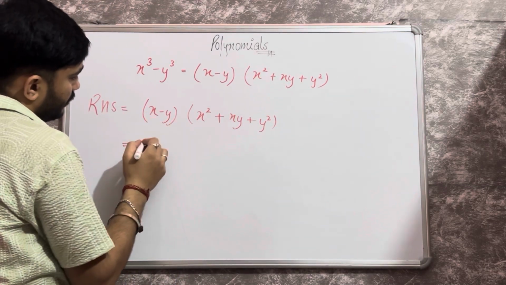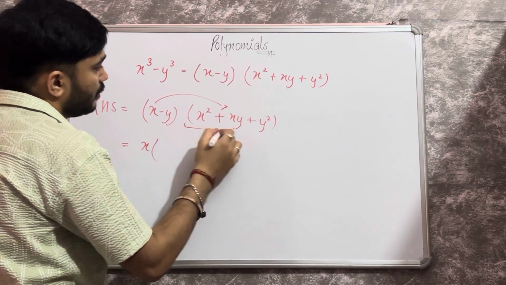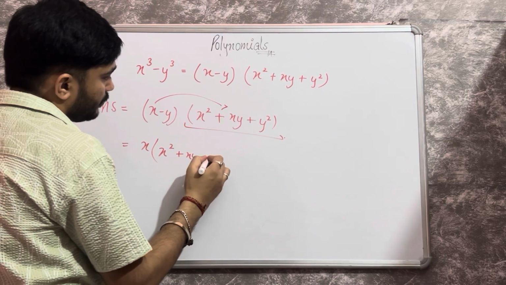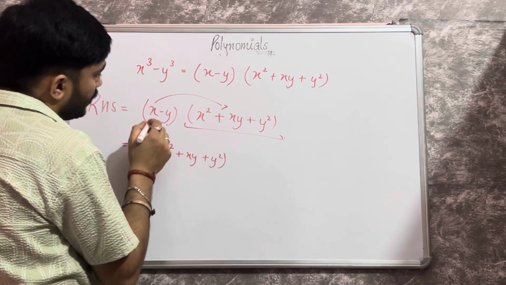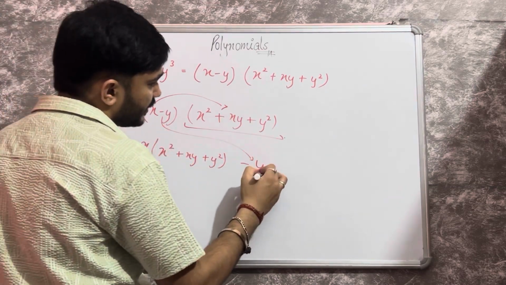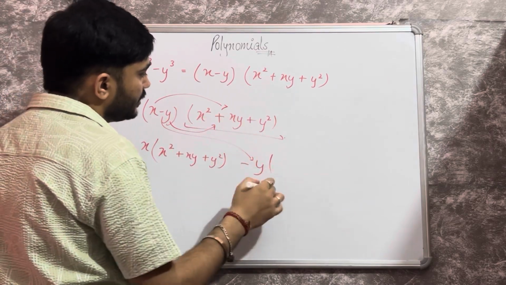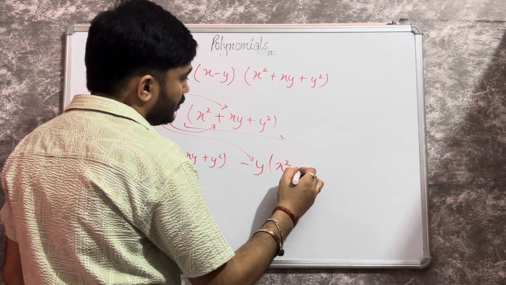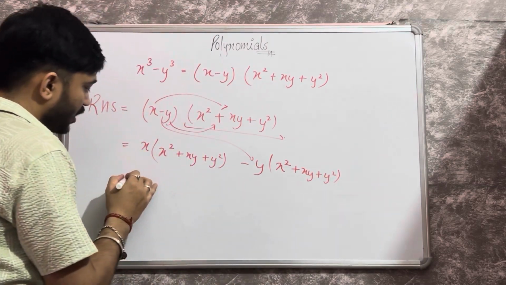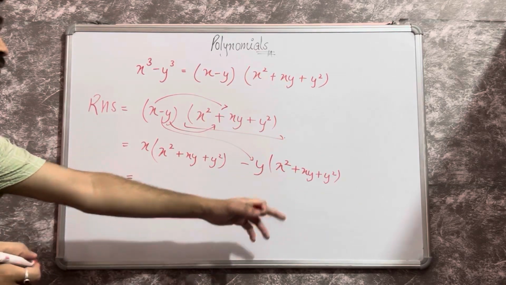In the first bracket, write x as the first term, and it is going to be multiplied with the whole second bracket, that is x square plus xy plus y square. Write the sign in between the first bracket, that is minus, and write the second term, that is y, and this y is also going to be multiplied with the second bracket, that is x square plus xy plus y square.